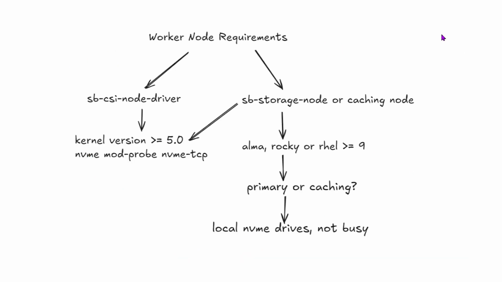Worker nodes must fulfill a few prerequisites to be suited for CSI driver deployment. In particular, the Linux kernel version must be 5 or higher to support the NVMe over TCP protocol. To host caching nodes or hyper-converged storage nodes of any type, only a limited number of operating systems are currently supported: Rocky from version 9, Red Hat Enterprise Linux from version 9, and Alma Linux from version 9.